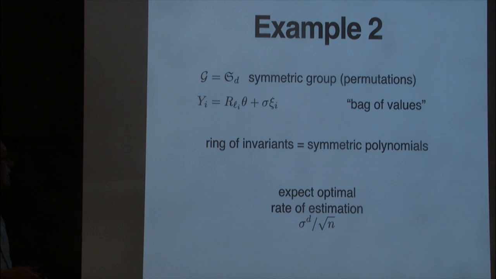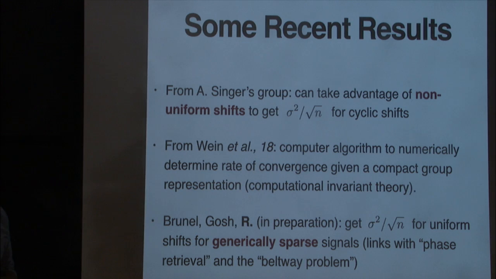Okay, so just some recent results. After we came up with this result, which was actually quite pessimistic, sigma to the cube being a pessimistic answer, Amit Singer's group, which has a lot of people working on this cryo-EM question, said, okay, we need to bypass this. What more structure can we use? They said, maybe the shifts are not uniform. Maybe I could develop a method that forces my molecules to freeze in the same direction, or some subset of the possible directions. In which case, under some conditions, where there are no canceling patterns, you can actually drop it down to sigma squared over root n.